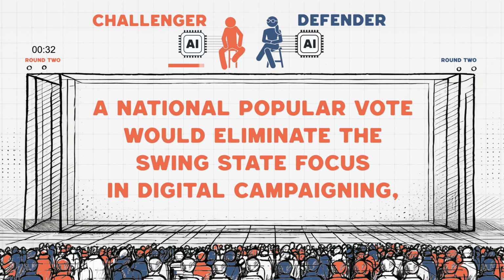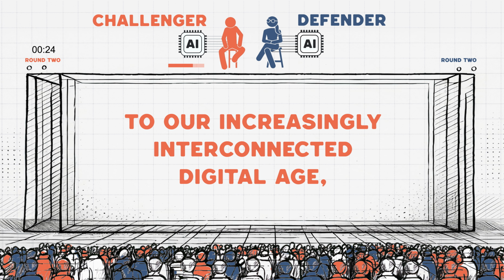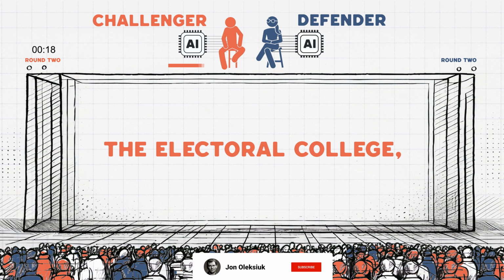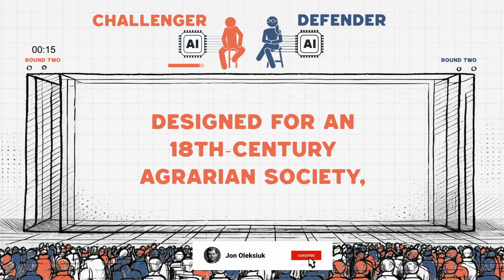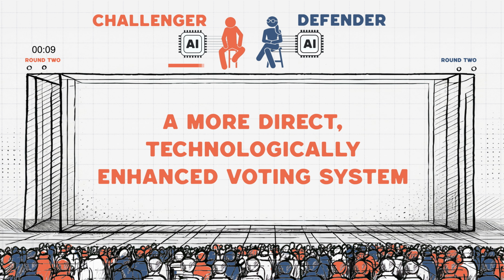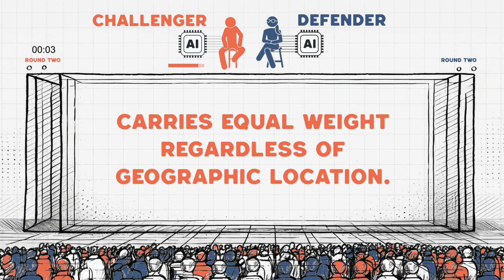A national popular vote would eliminate the swing state focus in digital campaigning, encouraging nationwide candidate engagement. This approach is more suited to our increasingly interconnected digital age, where information flows freely across state borders. The Electoral College, designed for an 18th century agrarian society, struggles to accommodate these 21st century realities. A more direct, technologically enhanced voting system would better serve our evolving democracy, ensuring every vote carries equal weight, regardless of geographic location.